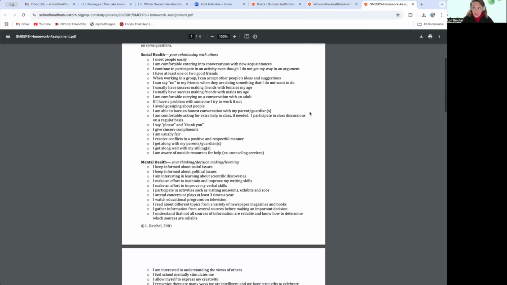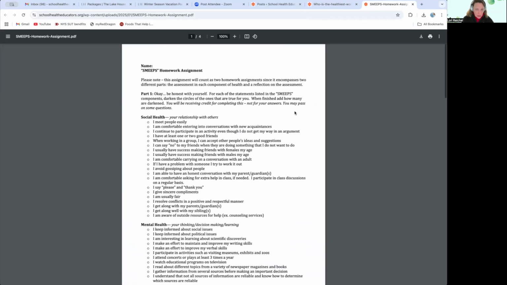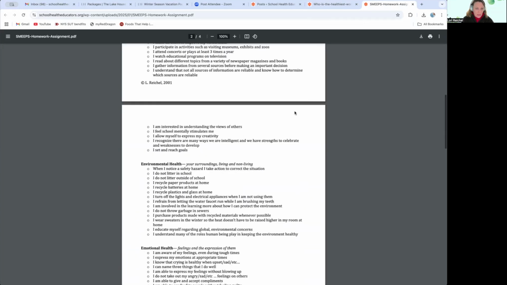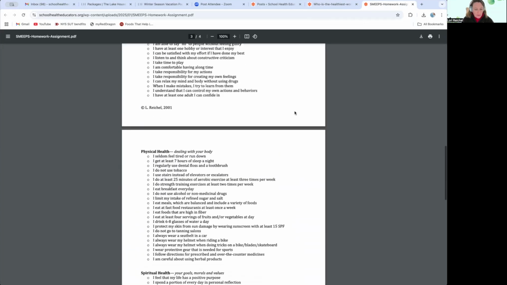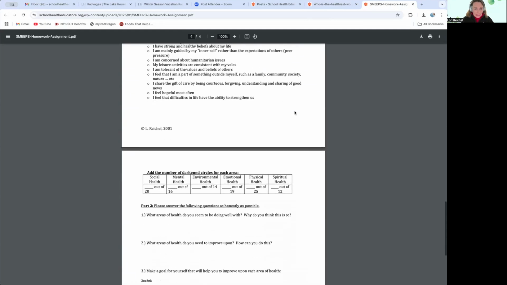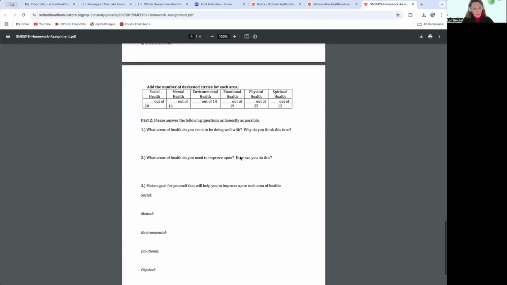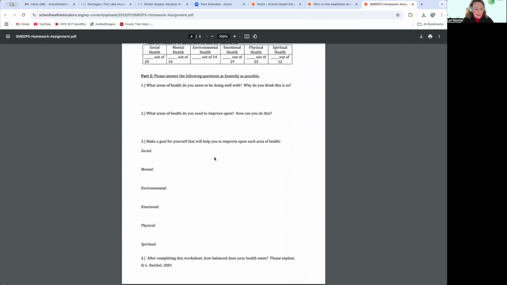And a lot of students actually, they're like, it's really challenging for me. So it's great for them to recognize that that's not a skill set of theirs. So this worksheet basically is they go through this assessment, they mark off what they perceive that they do for these areas of health. They count up the areas. And then they comment on what areas of health they seem to be doing the best with, and what they need to improve upon. And then I ask them to make a goal.